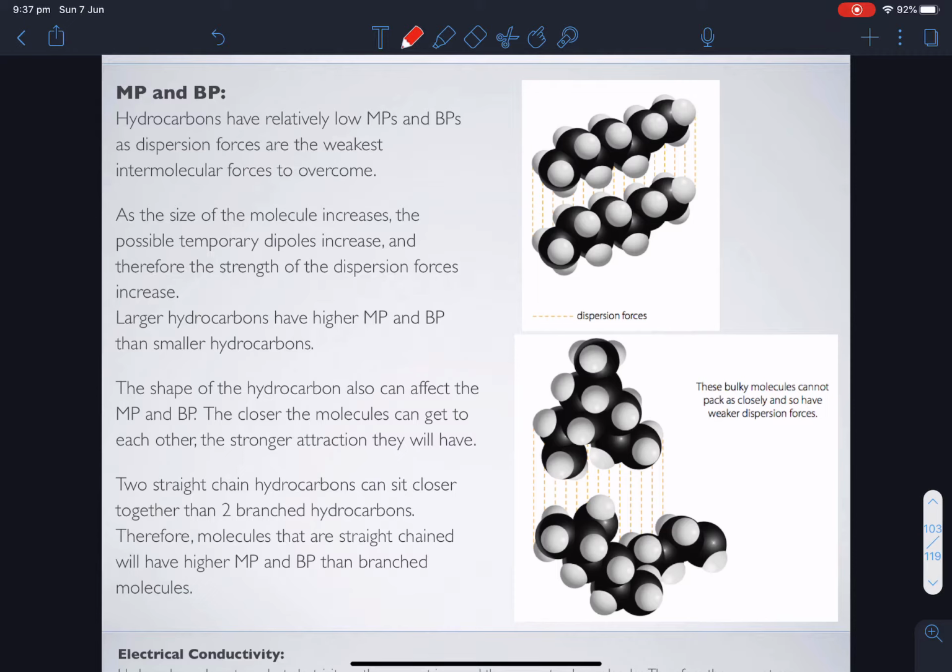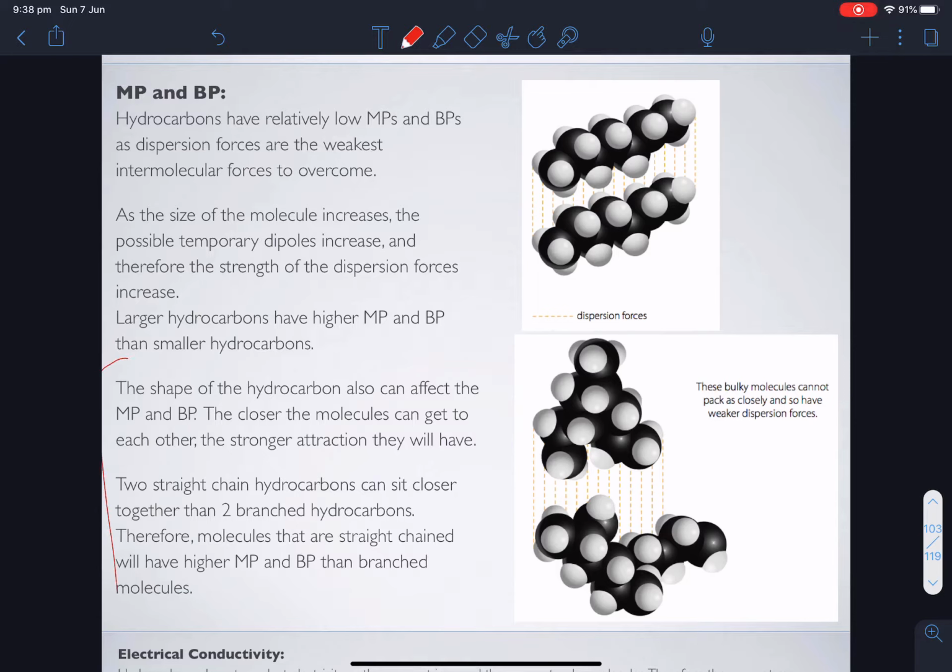Okay? And as I was just talking about, as the size of the molecule increases, the temporary dipoles increase, and therefore the strength of the dispersion forces increases. So larger hydrocarbons have higher melting points and boiling points than smaller hydrocarbons. Another thing that can affect the melting point and boiling point, because it affects the intermolecular forces, those dispersion forces, is the shape of the hydrocarbon.